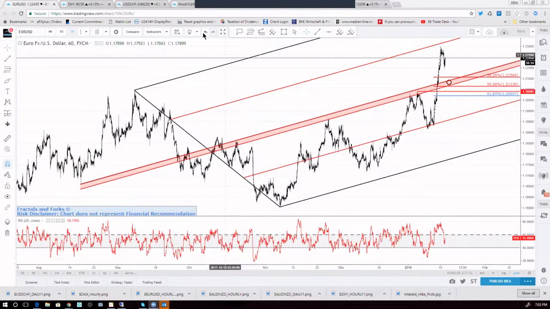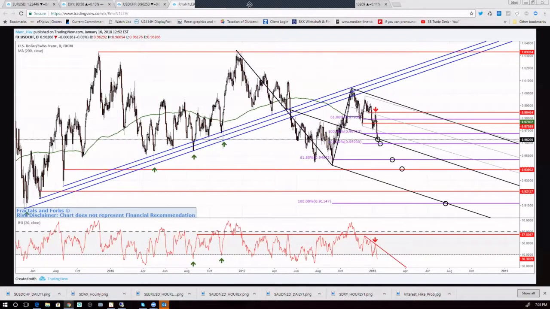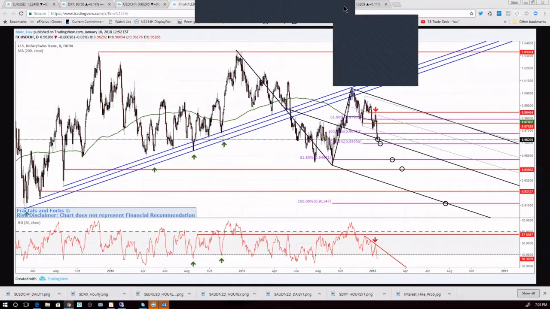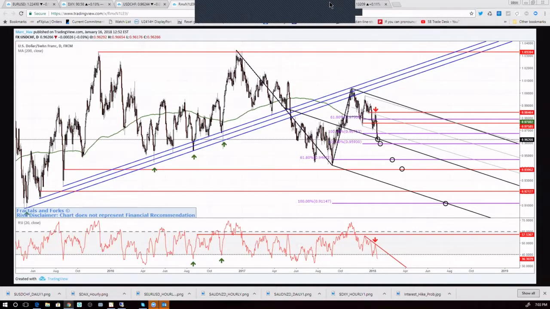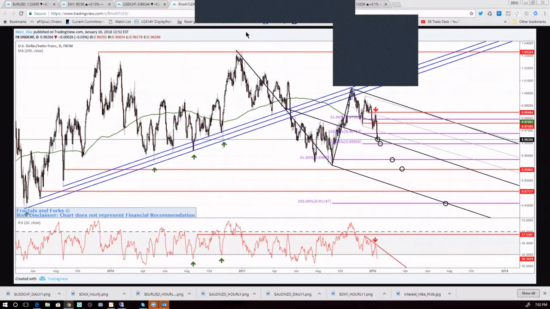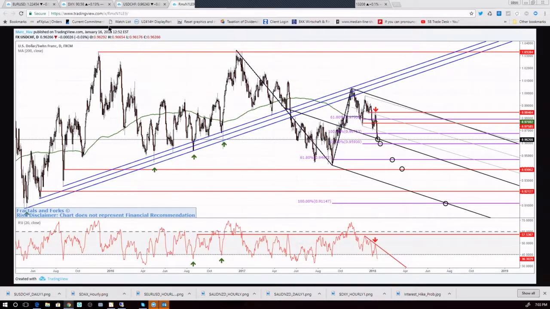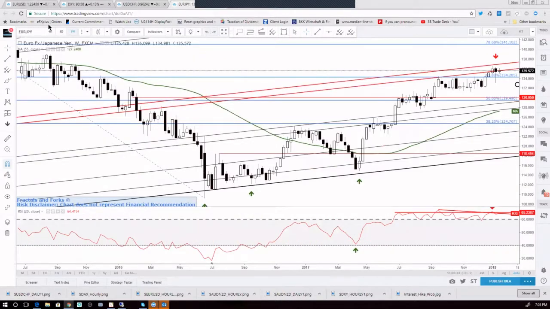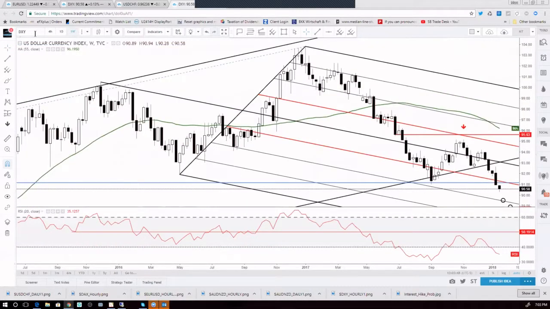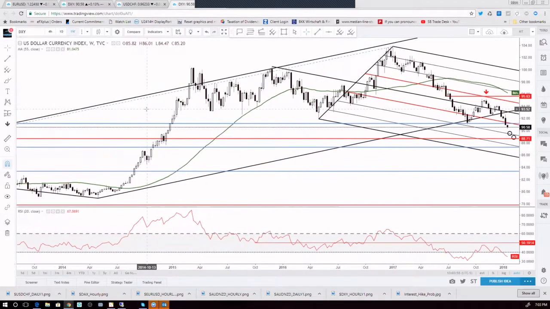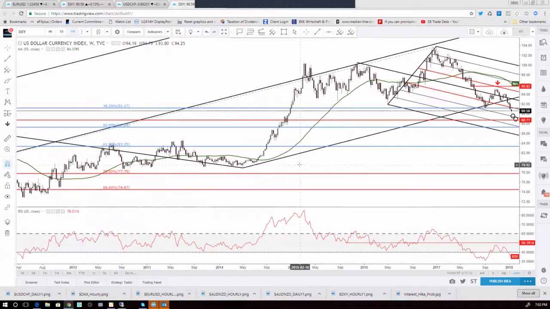Let's start, as we usually do, with the DXY. Oh, I don't like this being in the way. How do I move this? Anyway. Let's start with the DXY on a daily. So I really hope that this is recording and that you can see my screen and that I'm not doing this for nothing.